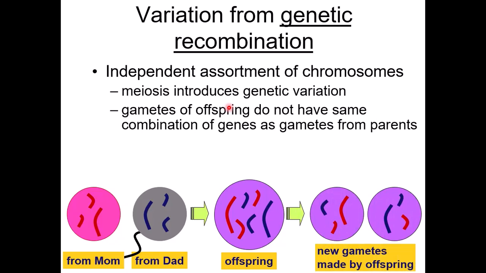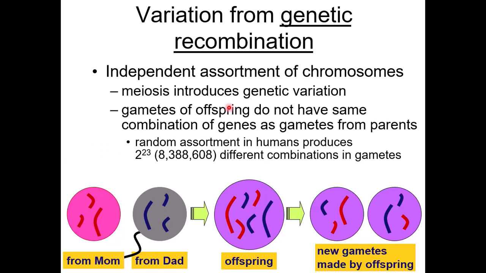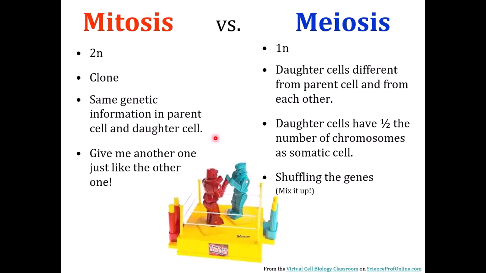Meiosis occurs in sexual reproduction in eukaryotic cells, producing gametes. That's why you are different from your parents, because of the process of meiosis. Random assortment can give 2 to the 23 different possibilities, and here's the figure: 8,388,608 different combinations of gametes.